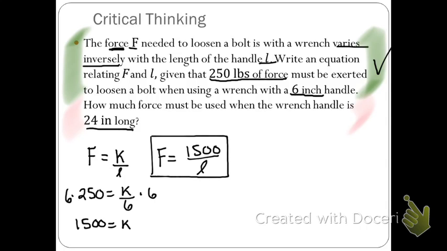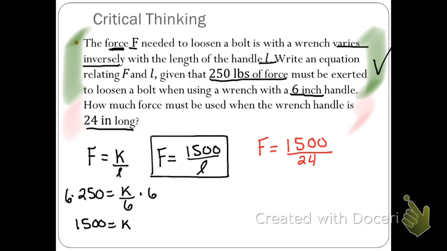That's where we've made some kind of a change. How much force must be used when the wrench handle is 24 inches long? All right, well now the handle has changed lengths. So let's do that one. And then we do that one in red. So we use the same equation, F equals 1500 over L, but now our length has changed to 24. So our length has increased, and remember this is an inverse relationship between F and L. So because the length has gone up, we expect the force to go down. So if your answer doesn't have your force going down, something went wrong, and we kind of have to check that out.